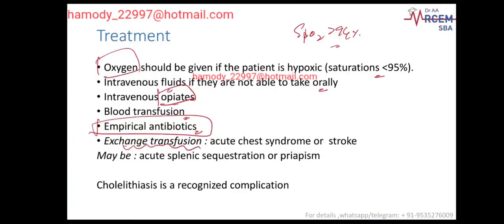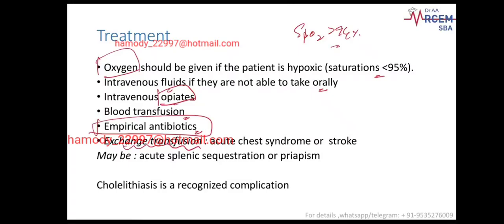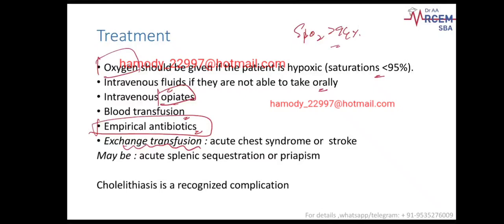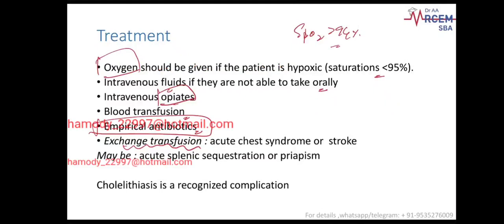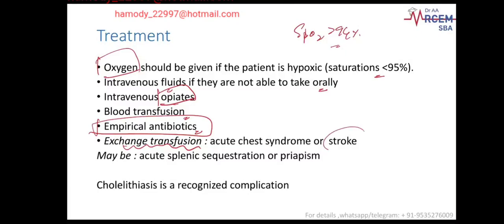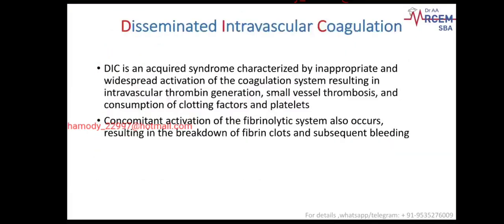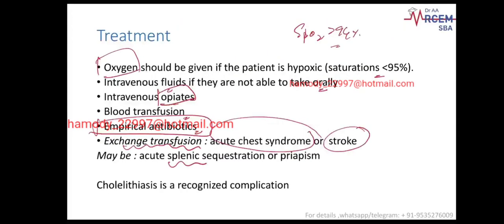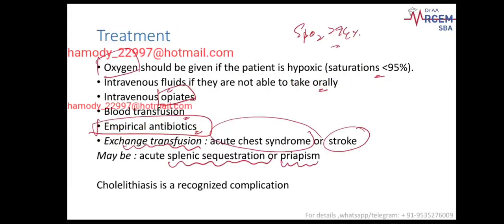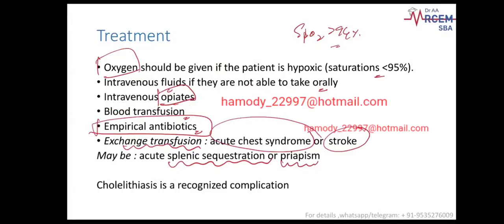Exchange transfusion. Exchange transfusion is where the entire blood of the patient is removed and replaced with another blood. This is known as exchange transfusion. It is usually required if the patient presents with a stroke or acute chest syndrome. It may be required if the patient is having splenic sequestration or priapism.